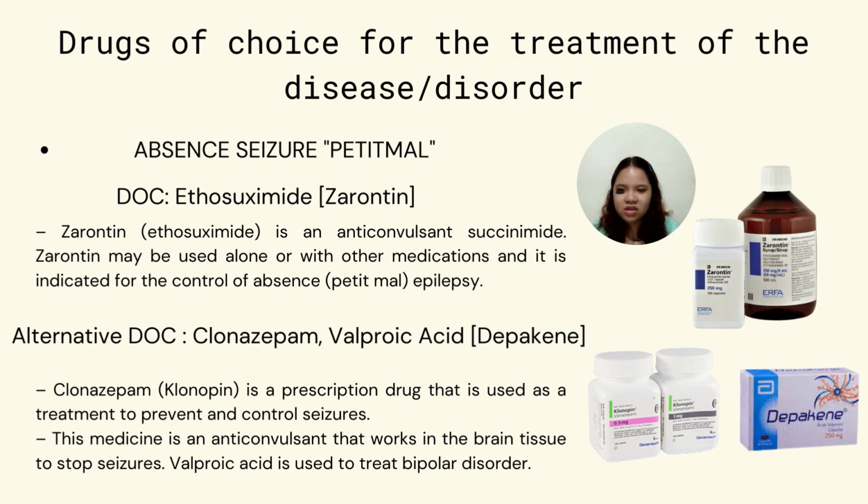For the valproic acid, it is used to treat certain types of seizures. This medicine is an anticonvulsant that works in the brain tissue to stop seizures. Valproic acid is used to treat bipolar disorder. It's occasionally used to prevent migraine and can also be used to treat epilepsy. This medicine is only available on prescription.